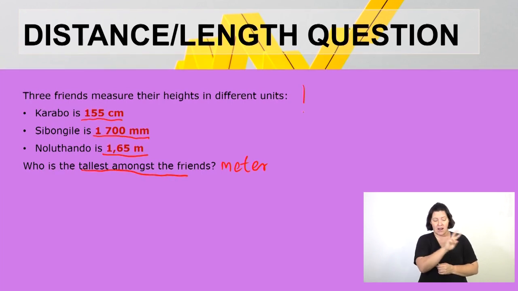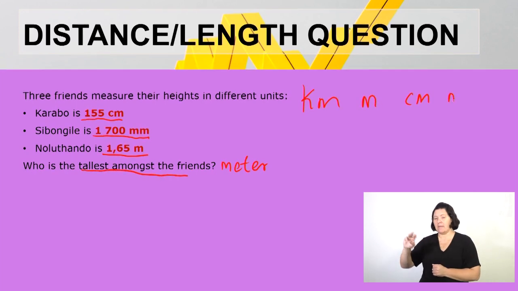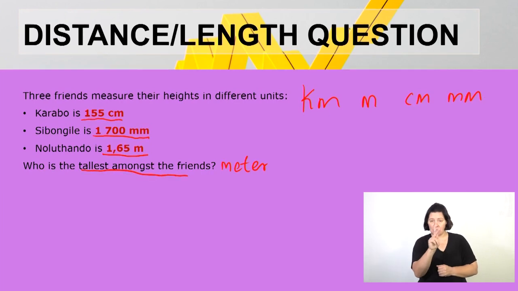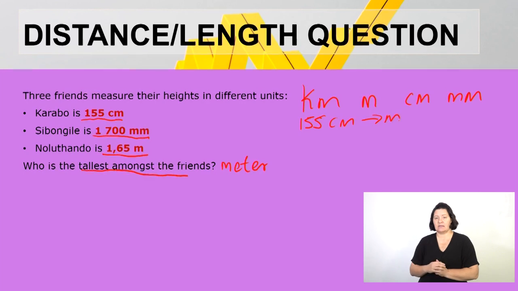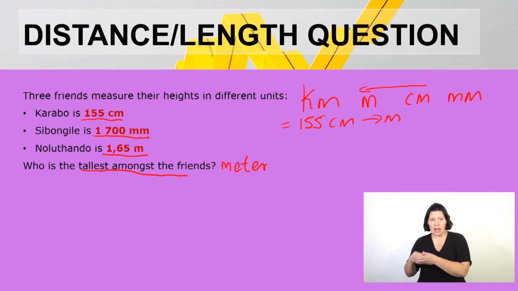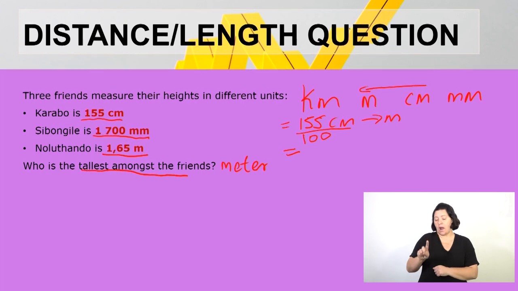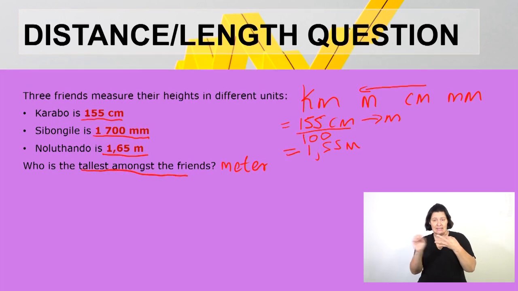Remember, we have our conversion ladder, which is kilometers, meters, centimeters, and millimeters. So for Karabo, we want to convert 155 centimeters to the correct unit of meters. The rules say, because we are moving from a smaller unit to a bigger unit, we will divide by 100. So if we say 155 divided by 100, we can tell that Karabo's height is 1.55 meters.